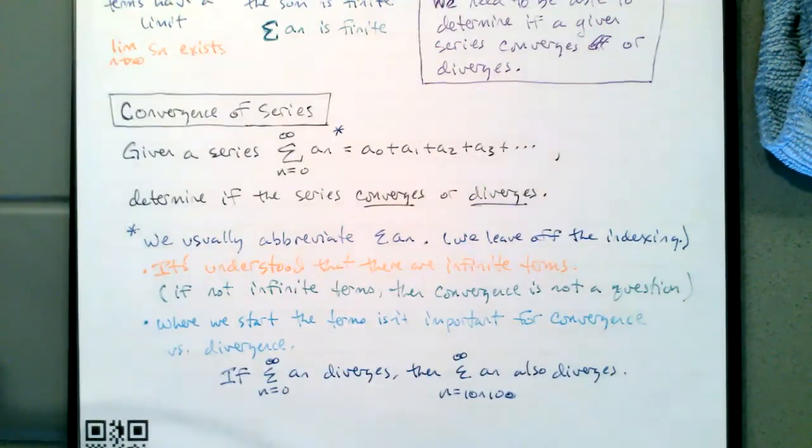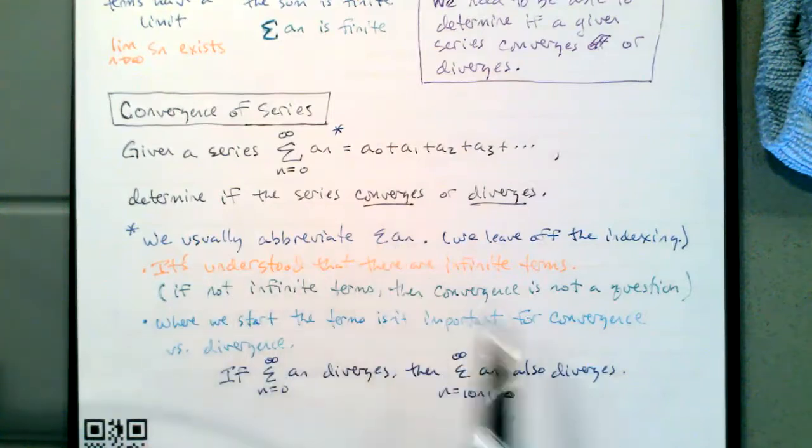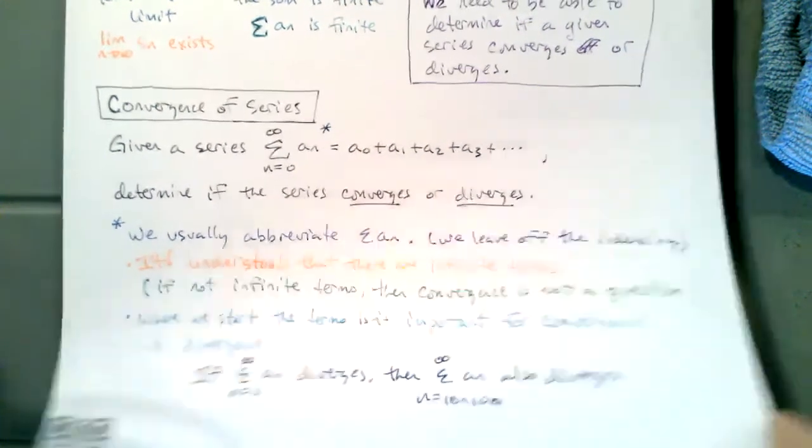So this is all just the abbreviation. Well, we're going to be lazy. We're going to abbreviate the sum a_n. Let's talk about what we can look for to determine if a series converges or diverges.